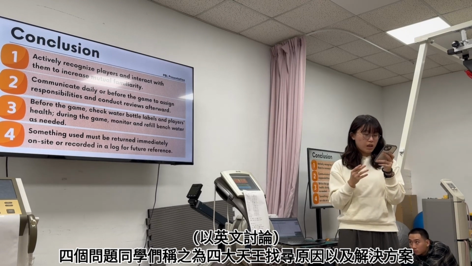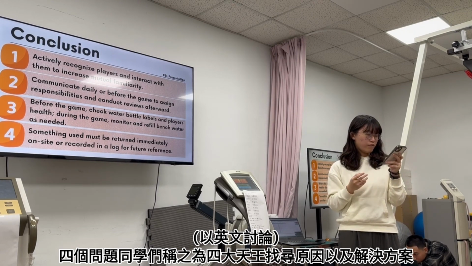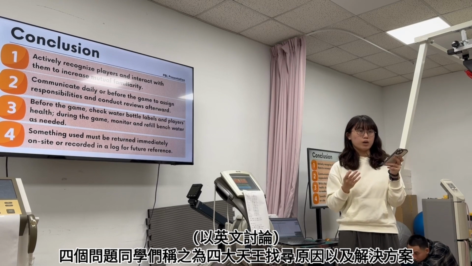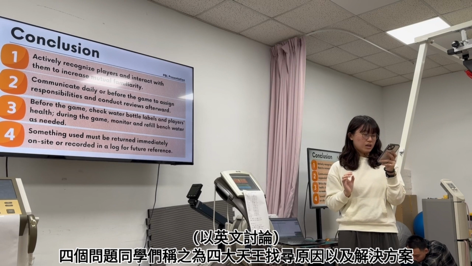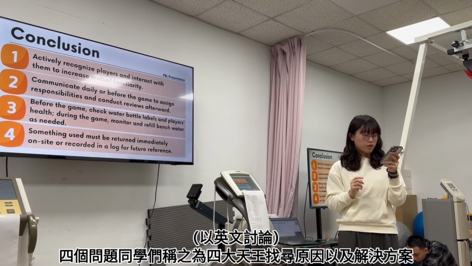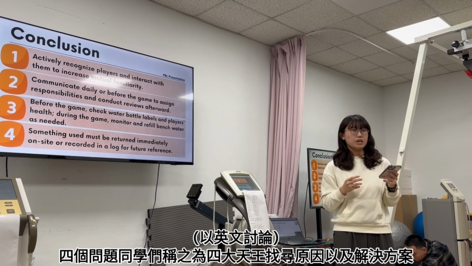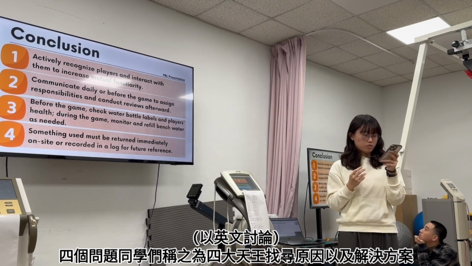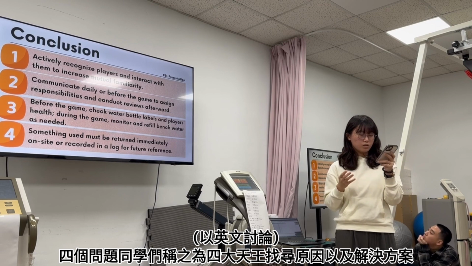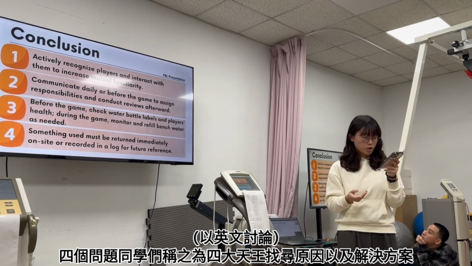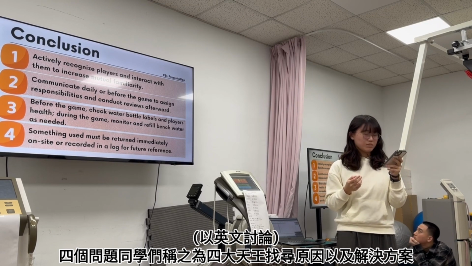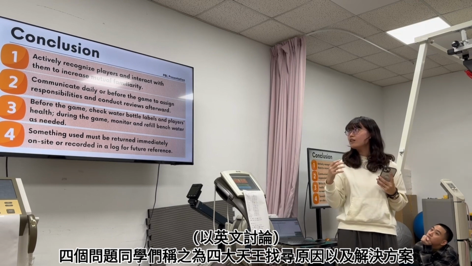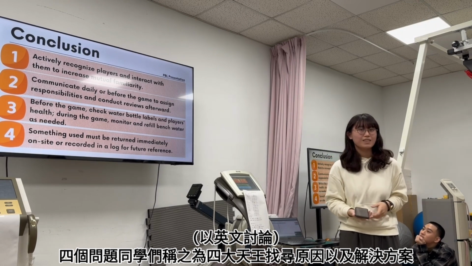In summary, through active interaction, effective communication, preparation and meticulous equipment management, a well-organized and efficient team operation model can be established, ultimately improving the quality of management and the team's overall competitiveness. And that is our presentation. Thank you. Very good.